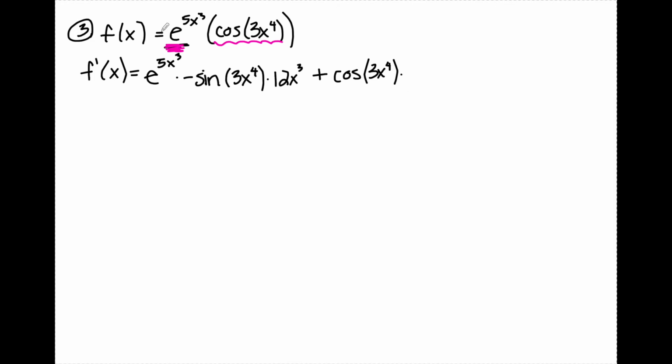When I do the derivative of e to the 5x cubed, I'm going to copy times the derivative of the exponent. Copy e to the 5x cubed times the derivative of the exponent, 15x squared. And again, we definitely could clean this up a little bit, but we're going to leave it alone for now.